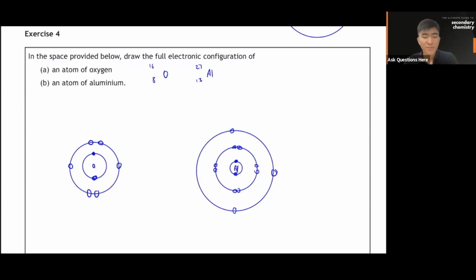You must count the number of electrons, 1, 2, 3, 4, 5, 6, 7, 8, and match with the number of protons. Number of protons over here, 1, 2, 3, 4, 5, 6, 7, 8, 9, 10, 11, 12, 13. So 13 electrons match with the number of protons. If some of you are still trying out, don't worry, take your time.